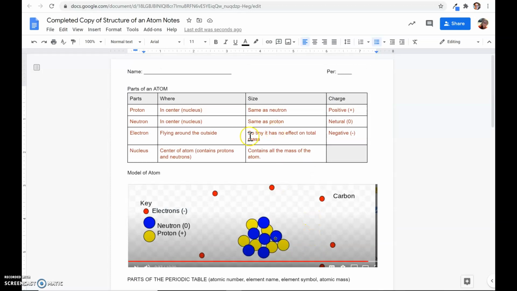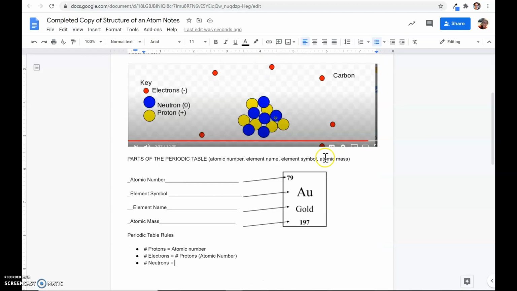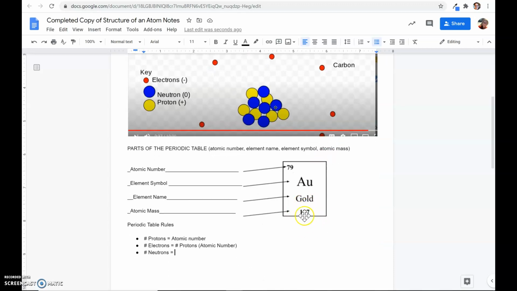If electrons don't count at all for mass, then we know that this number is made up of only the protons and the neutrons. Well, guess what? We already know how much the protons weigh. We have 79 protons. They each weigh 1 atomic unit. So that means we can figure out how many neutrons. So the neutrons are always going to equal the atomic mass minus the number of protons, or you can also call it the atomic number.